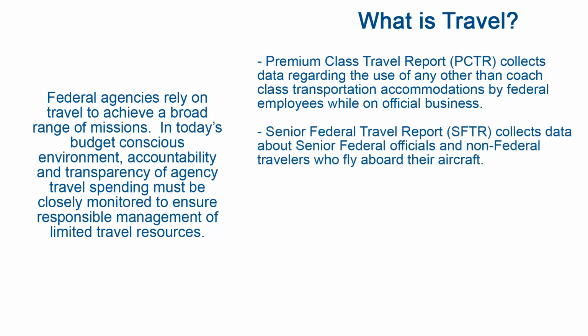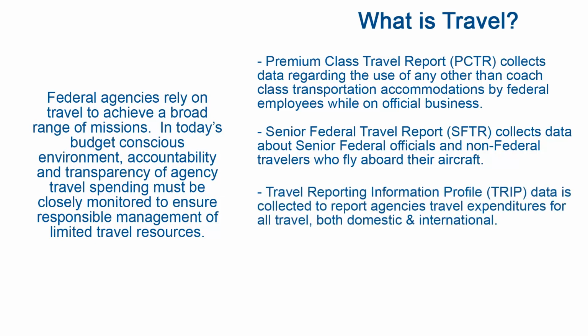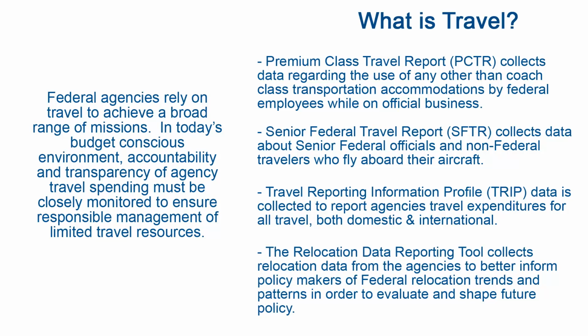Senior Federal Travel Report, or SFTR, collects data about senior federal officials and non-federal travelers who fly aboard their aircraft. Travel Reporting Information Profile, or TRIP, collects data to report agencies' travel expenditures for all travel, both domestic and international. The Relocation Data Reporting Tool collects relocation data from agencies to better inform policymakers of federal relocation trends and patterns in order to evaluate and shape future policy.